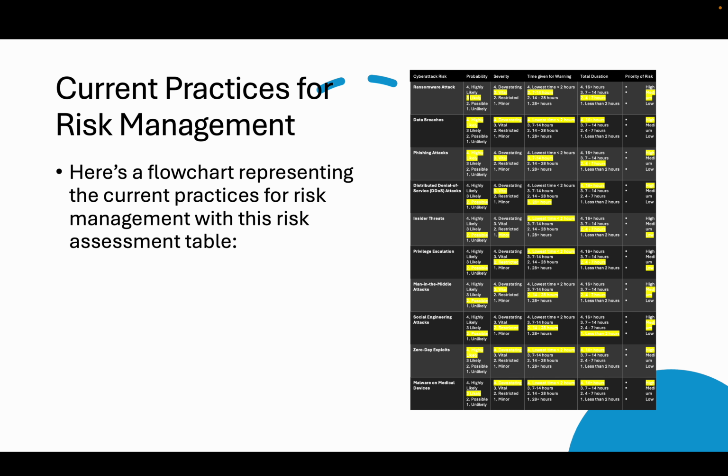So if you look at the management of it, the way I broke it down was I put the probability, the severity, the time given for the warning, the actual total duration, and the priority of the risk. So depending on the risk, you can see what has more severity. Looking at the list here, I put that privilege escalation has a lot of severity. If someone was able to gain root access to a system, they could change a lot of the administrative controls, have more access, and exfiltrate data without being detected. That's why it has a higher risk. So these are some current practices which are used for risk management.